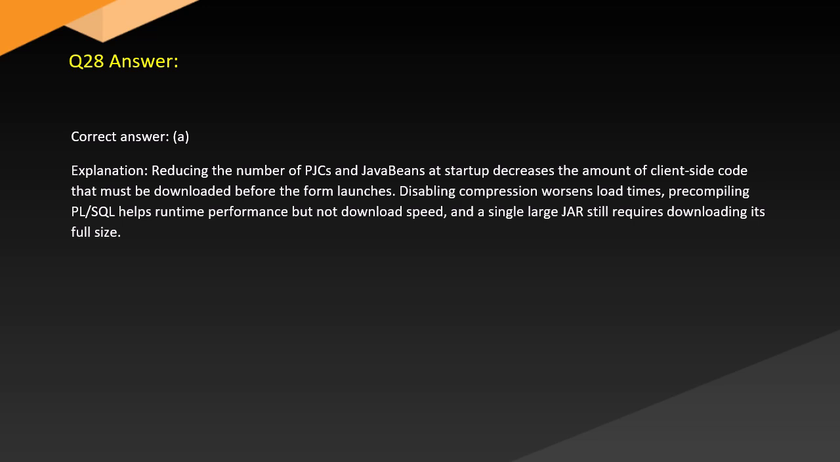Answer. Correct answer. A. Explanation. Reducing the number of PJCs and Java beans at startup decreases the amount of client-side code that must be downloaded before the form launches. Disabling compression worsens load times. Precompiling ESQL helps runtime performance but not download speed. And a single large jar still requires downloading its full size.